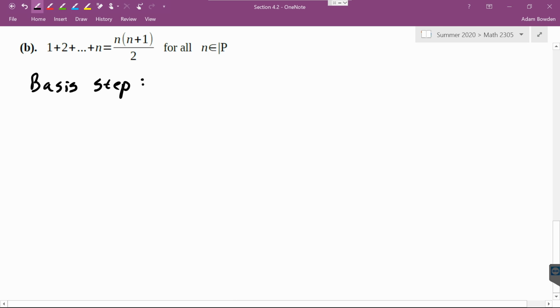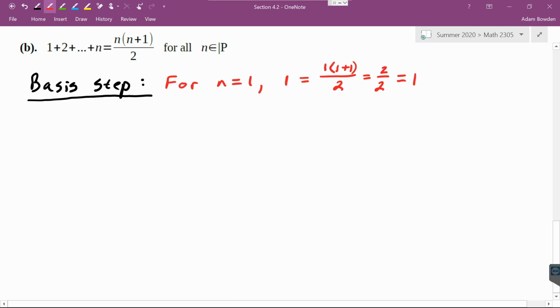For the basis step, we start with the first number for n. So we have to show for n equals 1. Since n equals 1 is the first number in the positive integers, for n equals 1, our summation would just equal 1, and that's equal to, the formula would go, 1 times 1 plus 1 over 2. That's equal to 2 over 2, and so we see that indeed it's equal to 1. So it checks out here.